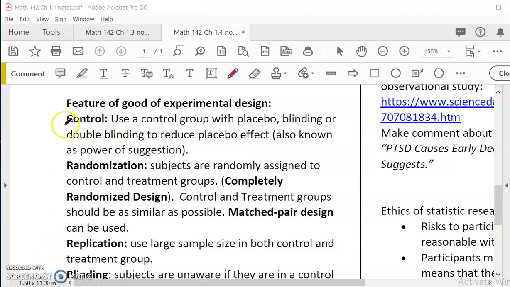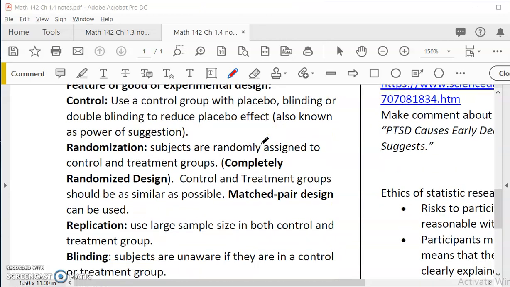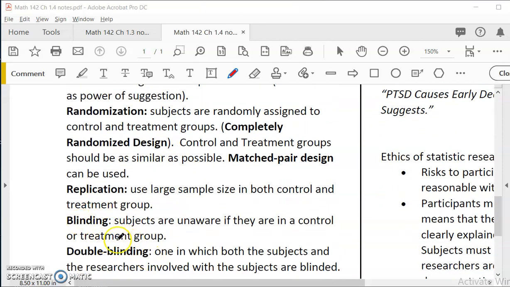Control is statistical jargon, so you must have heard of a control group. The control group is the group that does not take the treatment. Sometimes they take the placebo. A better control is actually one that takes the placebo instead of taking nothing. We can also improve the control group's results by using blinding or double blinding to reduce the placebo effect. There is a lot of jargon here. Blinding, what is blinding? I'll cover that later.